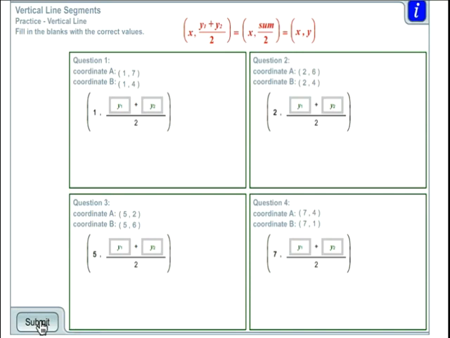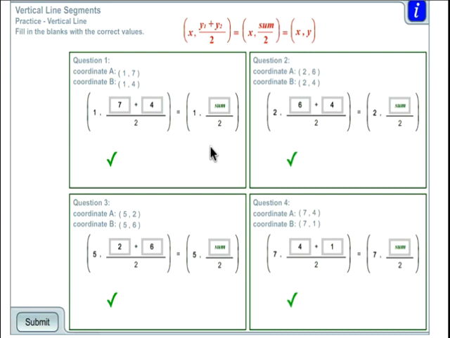So now we're going to practice finding the midpoints of vertical line segments. So we'll punch in our y coordinates. y1 is 7, y2 is 4; y1 is 6, y2 is 4; y1 is 2, y2 is 6; y1 is 4, y2 is 1. We hit submit, and now we can add them up.